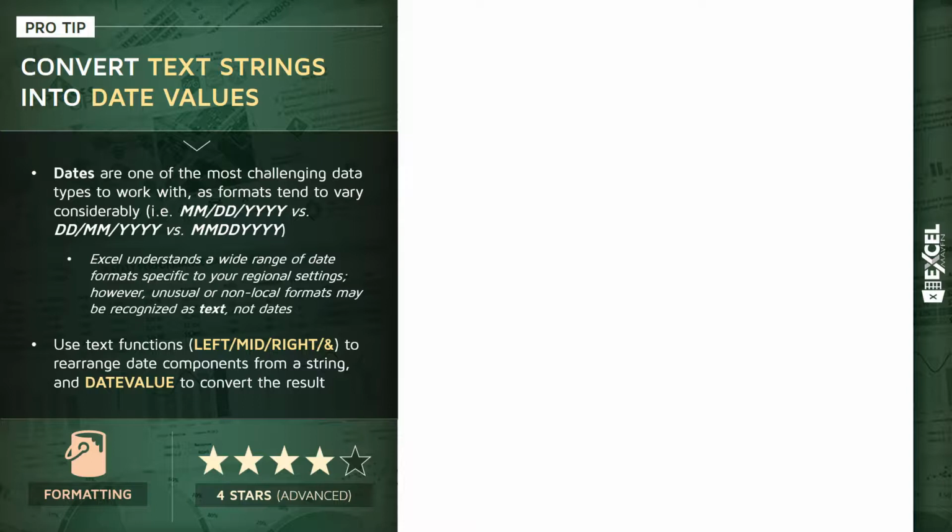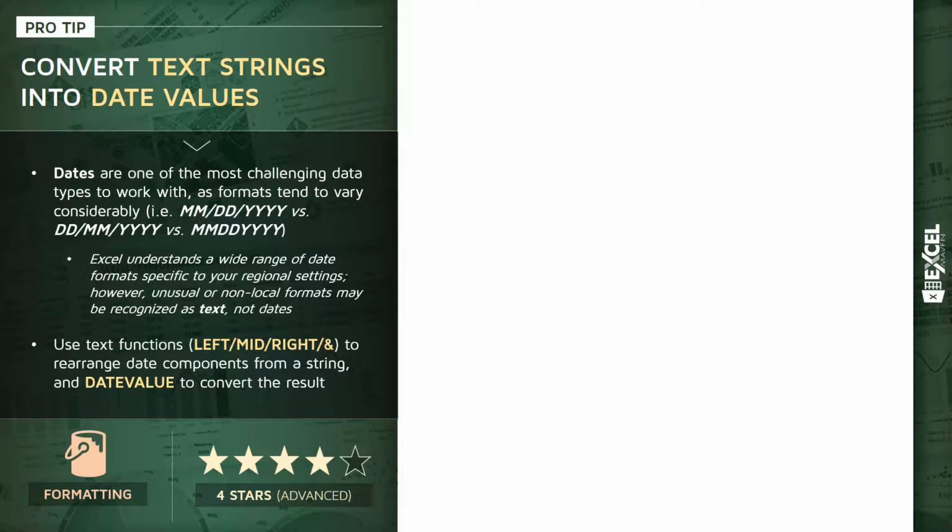In Europe, it might be day/month/year. And in other cases, you may have data coming in totally random formats like day, day, month, month, year, year, year, year, or some variation of that. Now, the good news is that Excel was built to understand a pretty wide range of date formats specific to your regional settings. The not so good news is that you won't always get data with dates in your regional settings. You may have to sometimes reformat or restructure dates so that Excel will understand them.